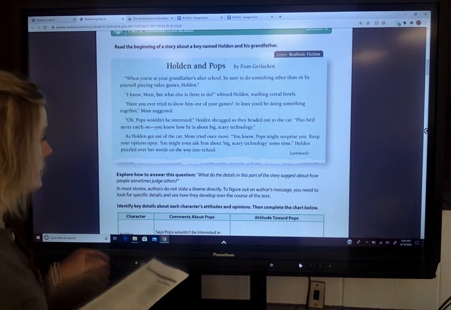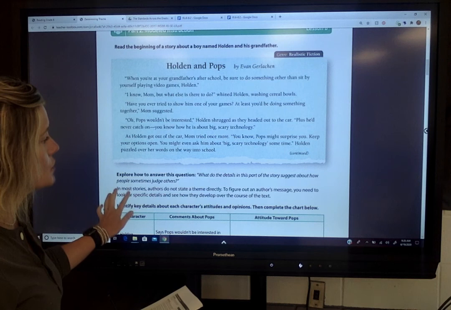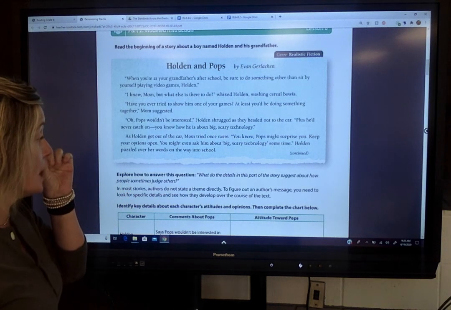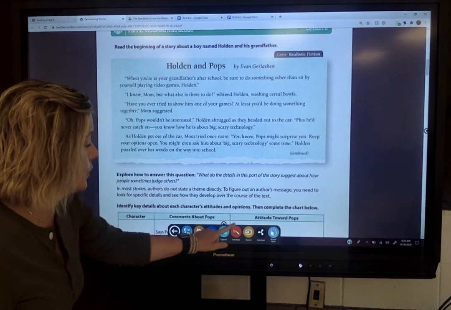Okay, so let's look at this. The question it says is, what do the details in this part of the story suggest about how people sometimes judge each other? Well, you've got two characters here that we're looking at.